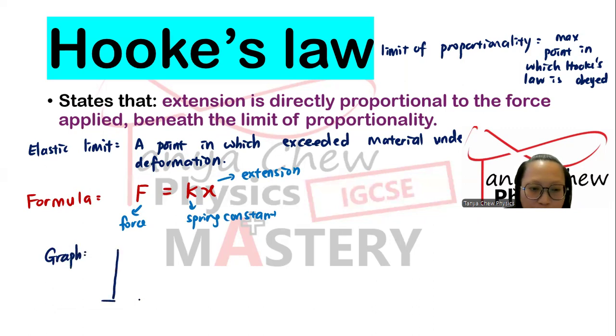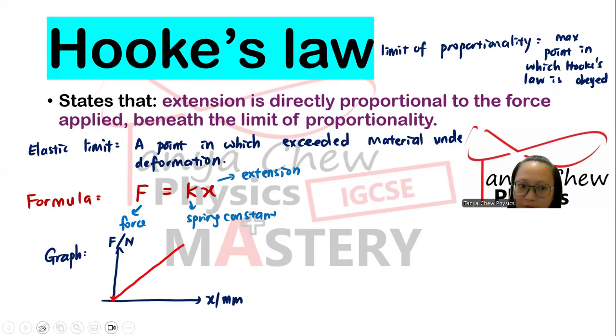Graph, okay, you should know how to plot the graph as well. Since it is directly proportional, it could be extension against force or force against extension. Force with the unit, extension could be in mm or cm. And the graph must always start from the origin because when there's no force, there's no extension. So a straight line graph.